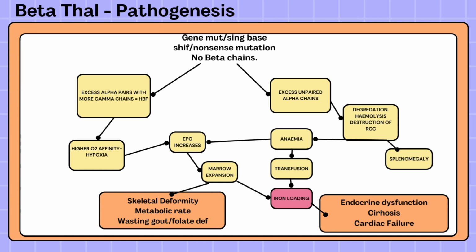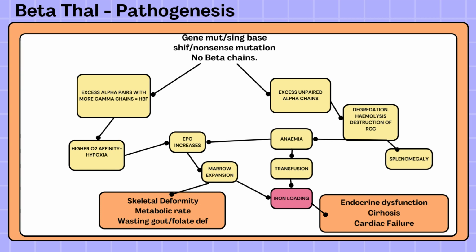Fetal hemoglobin also has a higher affinity for oxygen, which leads to hypoxia and the upregulation of erythropoietin, causing bone marrow expansion. Hemolysis and ineffective erythropoiesis contribute to anemia and splenomegaly. The more severe it is, the more likely the patient will need regular transfusions.